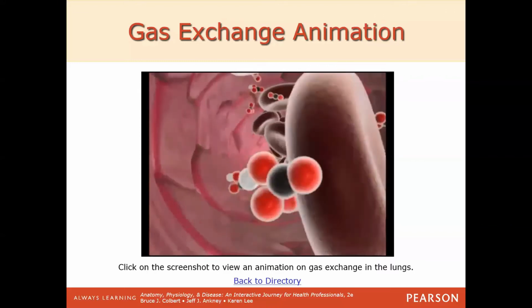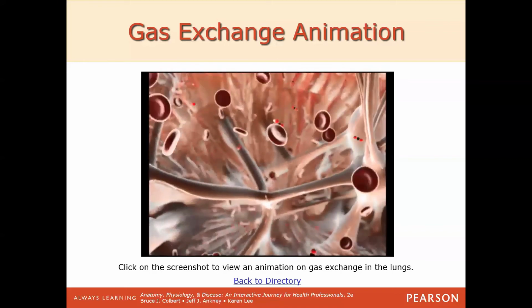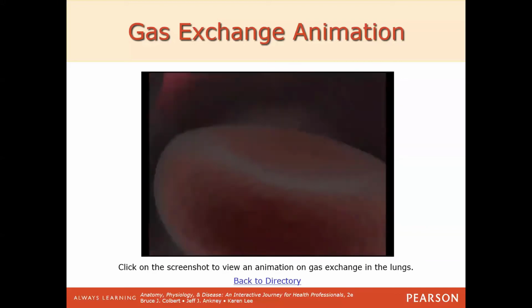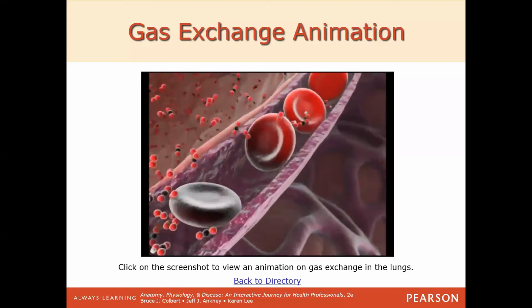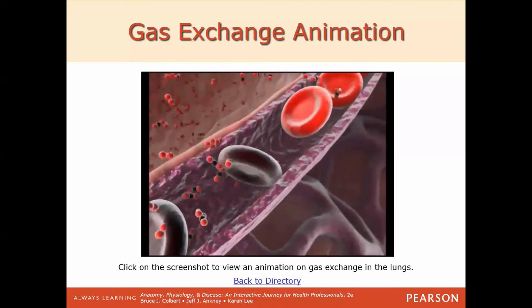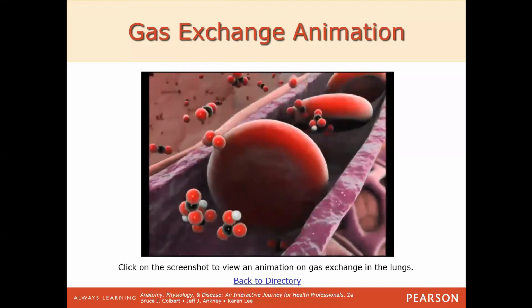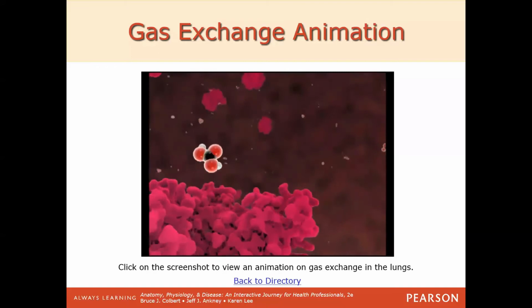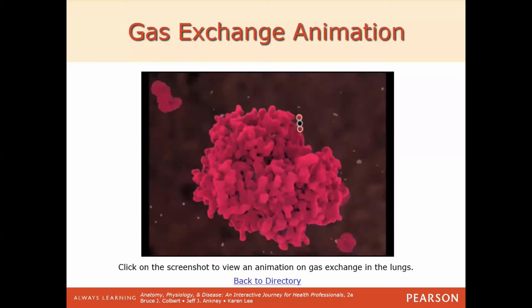This oxygen-poor blood flows back to the heart, which pumps it to the lungs. There, carbon dioxide diffuses from the plasma into the alveolus. Bicarbonate enters red blood cells and is converted back to carbon dioxide. Carbon dioxide is also released from hemoglobin.